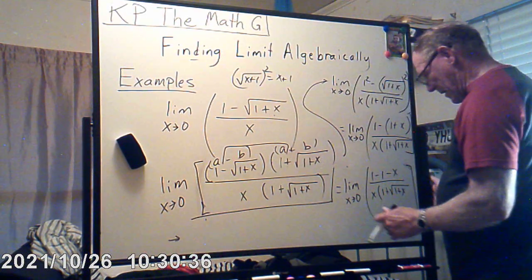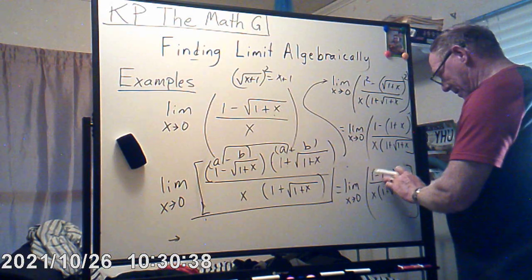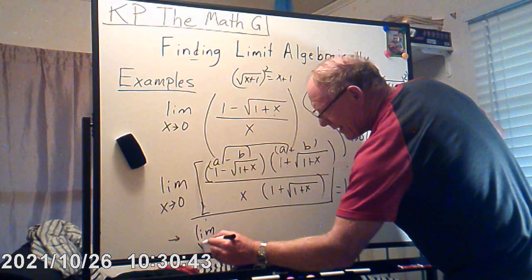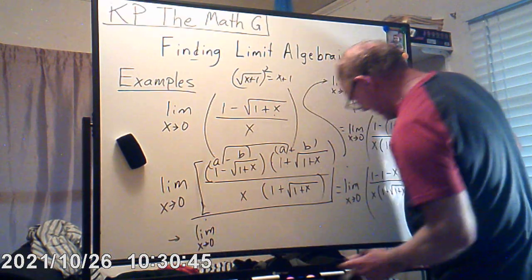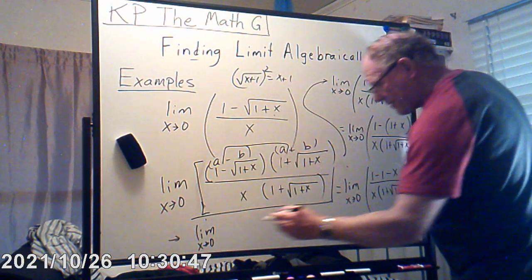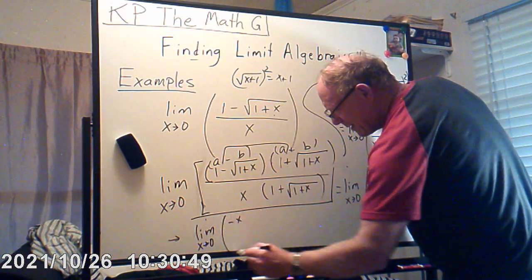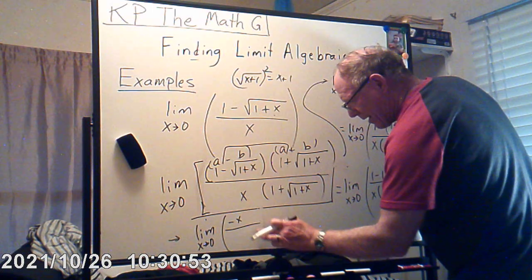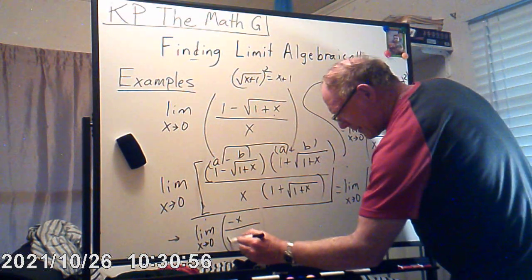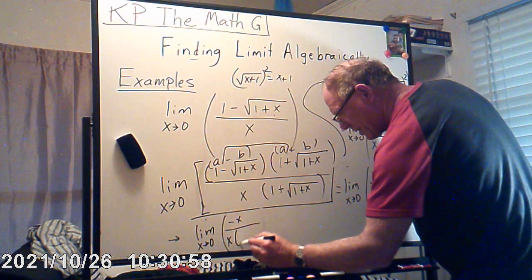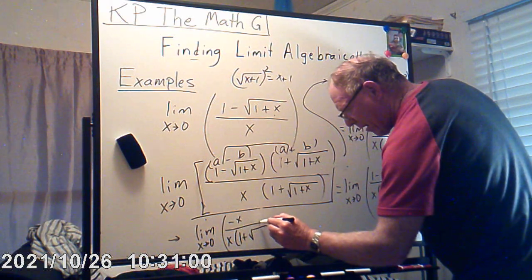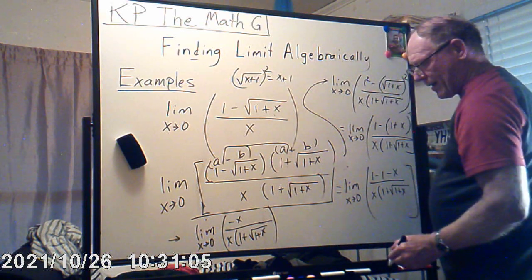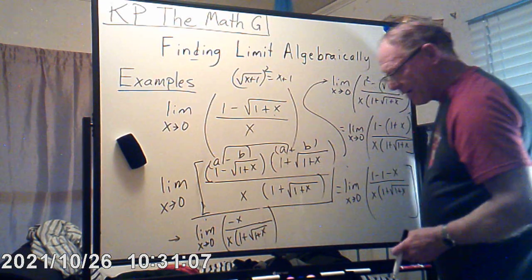Okay. Oh, let's see. 1 minus 1 is 0. Alright, so that's going to be the limit as x approaches 0. This is just negative x up here at the top. And then at the bottom we have, I might need to make this a little bit wider, x times 1 plus the square root of 1 plus x. Okay, now we got something going here.